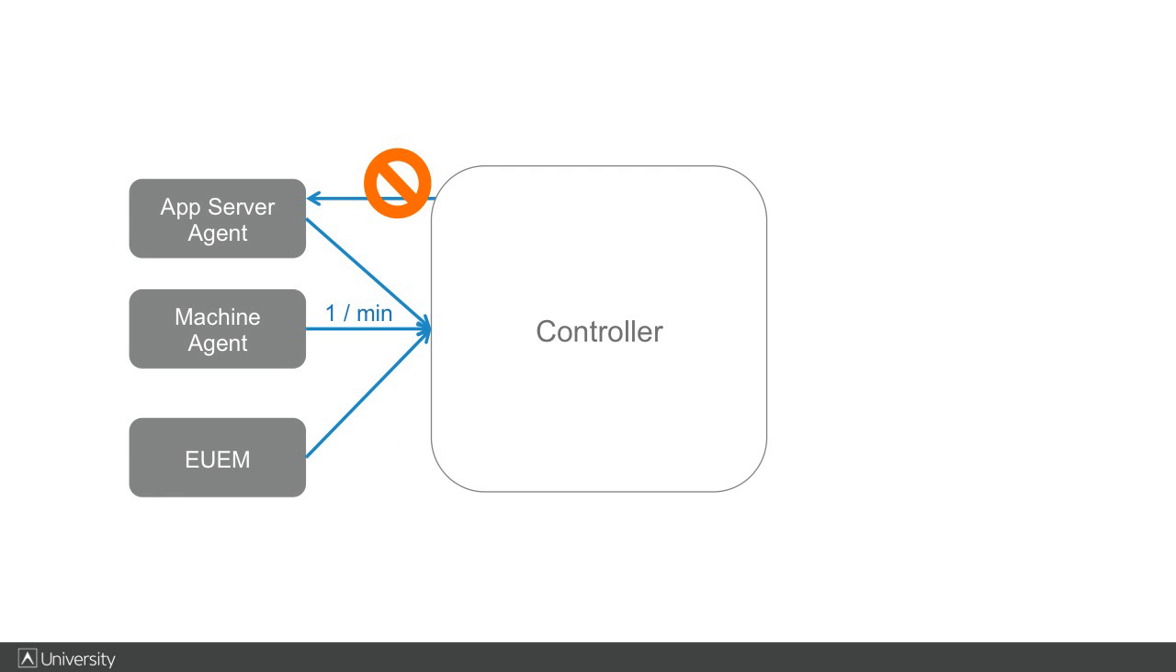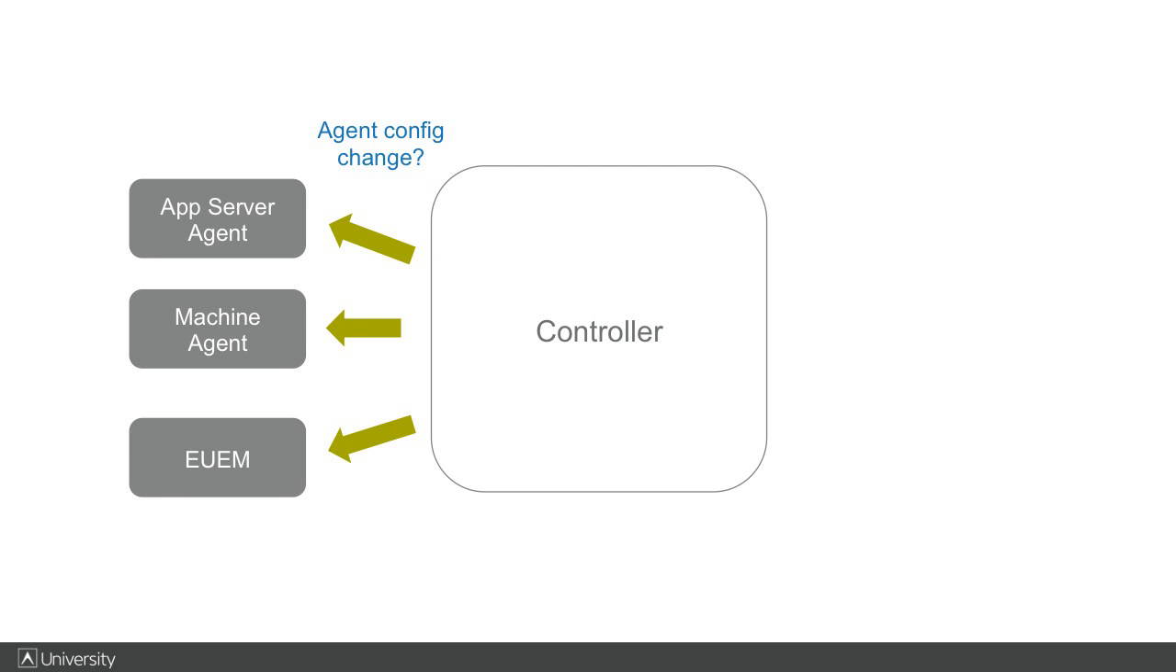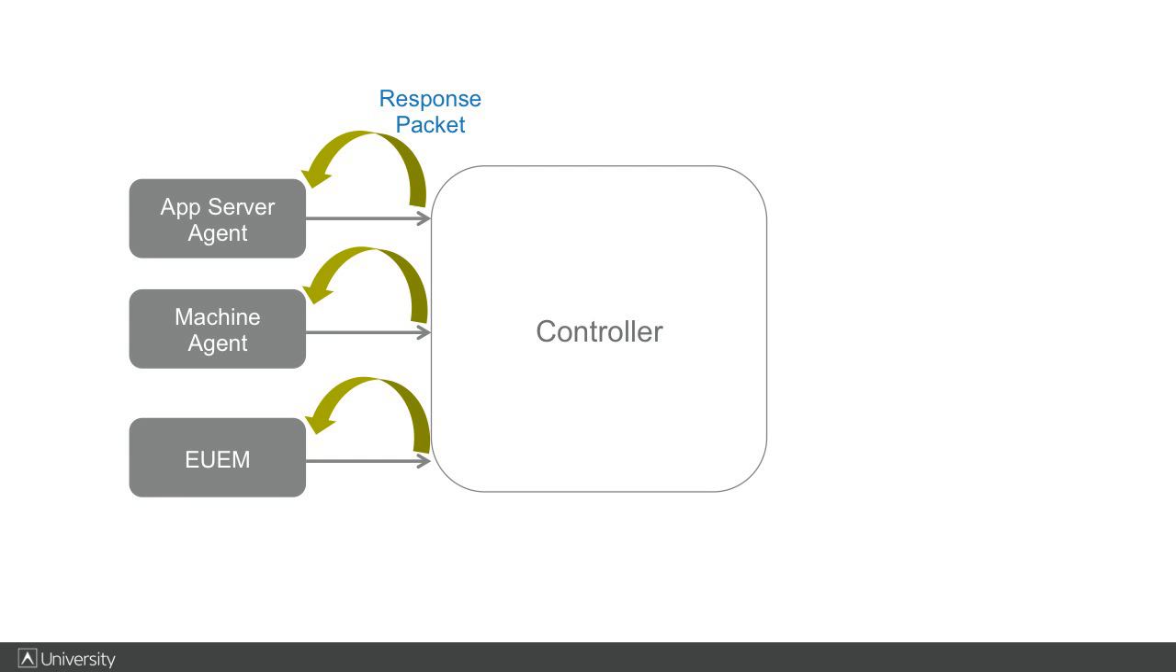Note that the connection is one-way. The controller does not initiate anything. It never calls the agents or interrupts the agents. So how does the controller communicate with the agents? For example, you might be wondering, how does a controller update an agent configuration if it cannot call the agent? In that case, the controller sends the message by piggybacking on the response packet from the original connection the agent made.